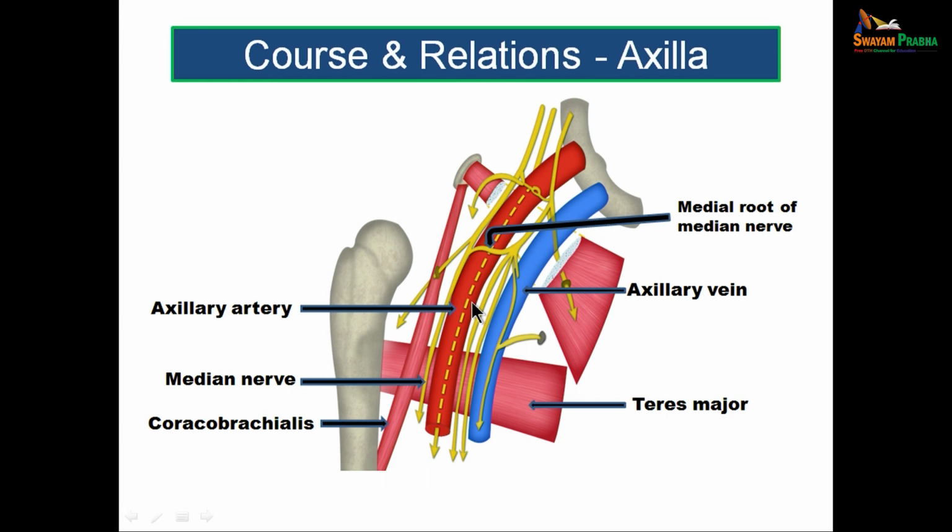It lies between the axillary artery and the coracobrachialis muscle, which is present here with its nerve, that is the musculocutaneous nerve. So, you find the median nerve lying between coracobrachialis and axillary artery. It descends down in this direction to reach the lower border of teres major, and beyond this point it will be entering the arm.